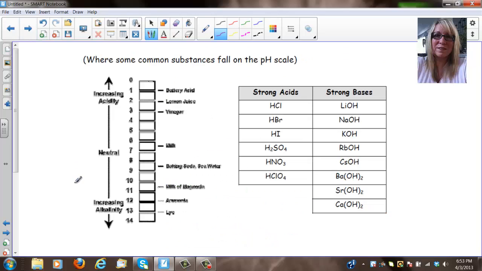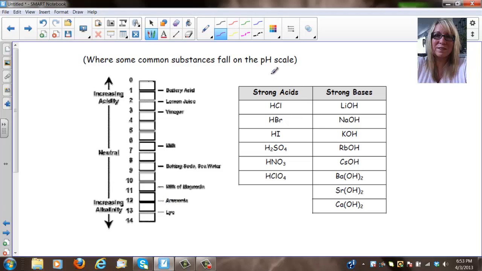Here is where some common substances fall on the pH scale, and this is kind of a bad diagram. Here you can see this is lemon juice. You would be familiar with that. Vinegar, pretty acidic, okay, because it's increasing acidity. Milk, which is kind of right there in the middle. Here's milk of magnesia, and ammonia and lye, so pretty basic stuff.